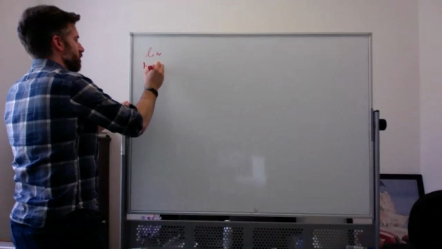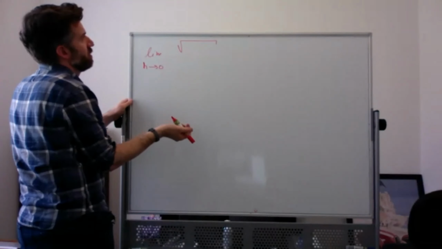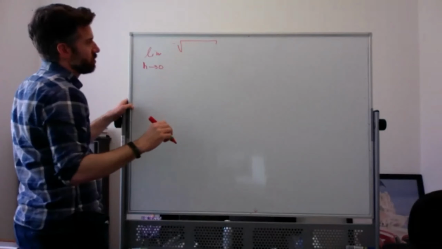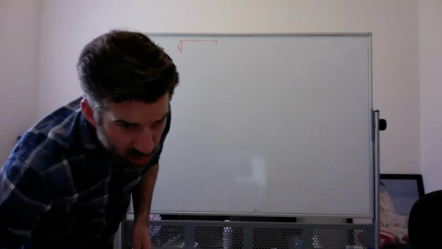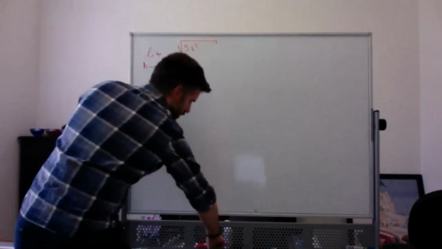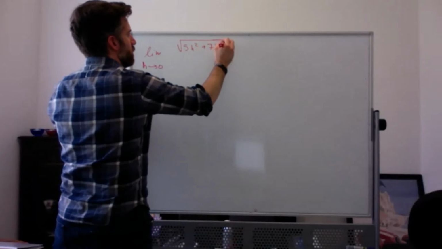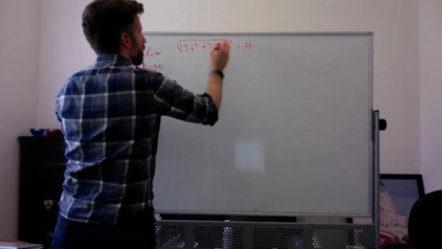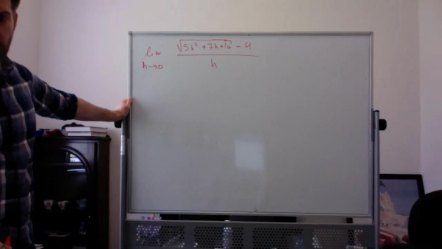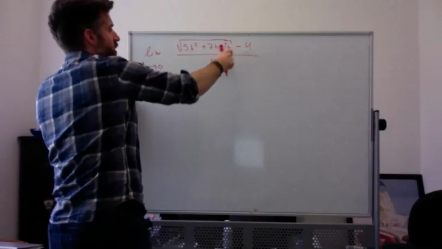So we look at a similar example. We do something like the square root of, it doesn't really matter here. I'll just make something up. So let's say it's the square root of 5h squared plus 7h plus 16, minus 4, all over h. And as you can hopefully see, it's a 0 over 0 type of limit. If I plug in 0 for h, I get 0 plus 0 plus 16, the square root of 16 is 4. 4 minus 4 is 0 over 0.